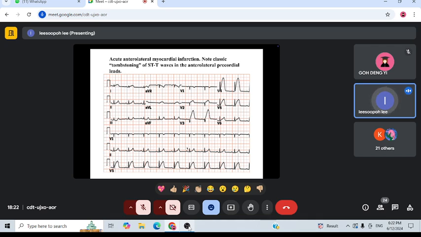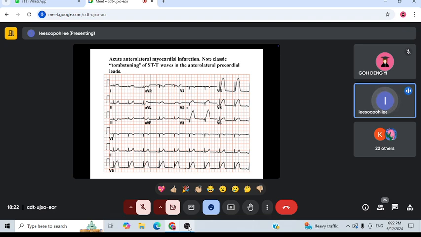The formula is 300 divided by the number of big boxes here. So this is 1 big box, 2 big boxes, and 2.5 big boxes, or you can just count it as 3 big boxes. If there's 3 big boxes here, it's just 300 divided by 3, you get 100. So the heart rate is about 100. Understand? We'll repeat again in the next ECG, and then maybe you'll get it.